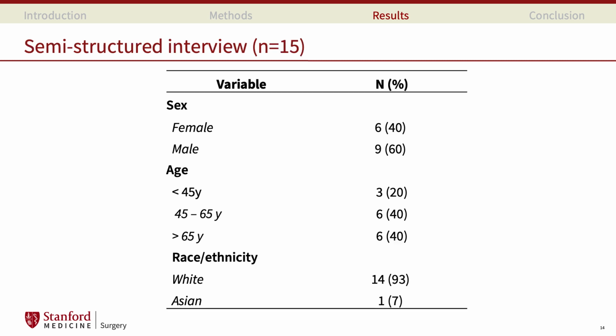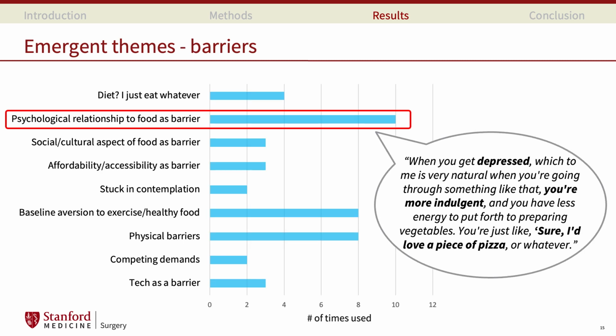For the qualitative part of the study, we interviewed 15 participants. 9 patients were white. Most were more than 45 years old, and almost all of them were white. And in this graph, we can see the main themes that emerged from the interviews regarding the barriers to prehab adherence. One of the most frequent was the psychological relationship to food.